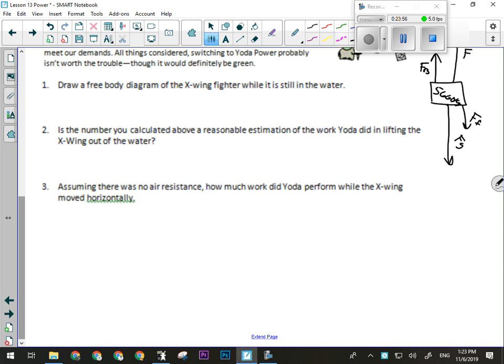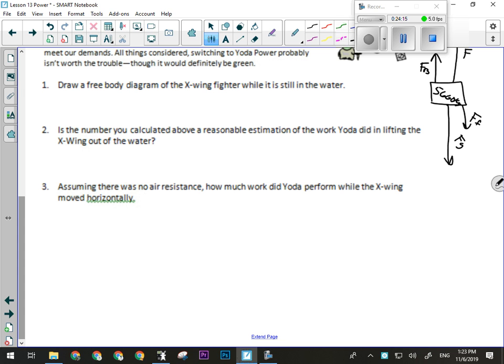Okay, so he's doing a whole bunch of work, obviously, when he's lifting it, because he's changing its potential energy. Okay, lifting it out of the water. Then he moves it horizontally. It doesn't accelerate during that time. It just moves at a constant velocity through the air horizontally. How much work does he do?